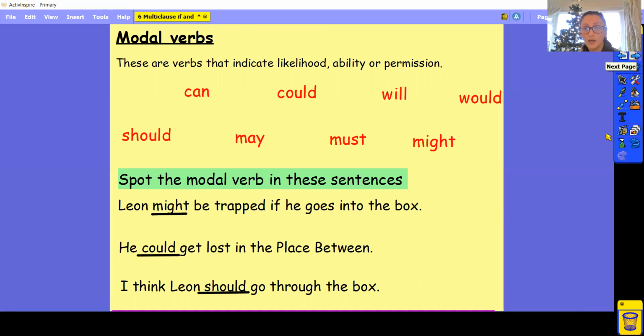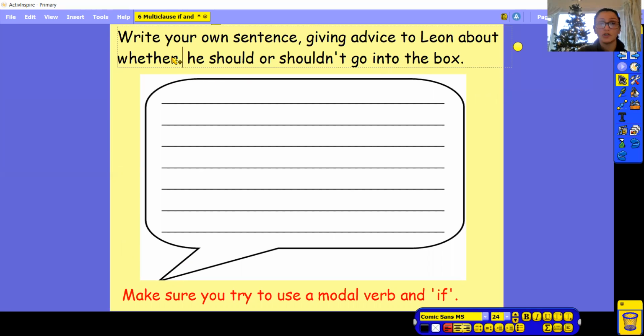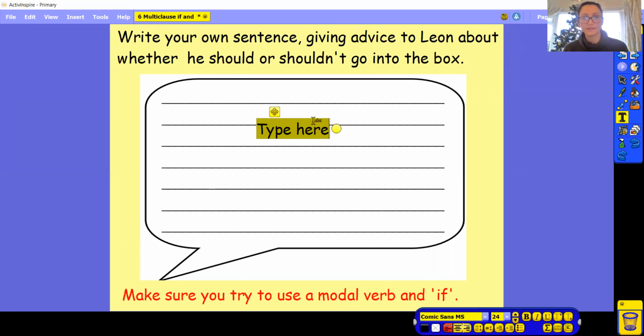Remember, you can write your own sentences if you want to, and actually that's what we're going to do next for our next piece of writing. So what you're going to do is write your own sentences giving advice to Leon about whether he should or shouldn't go into the box. Make sure you try to use a modal verb and the word if, okay? So I'm going to give an example here.